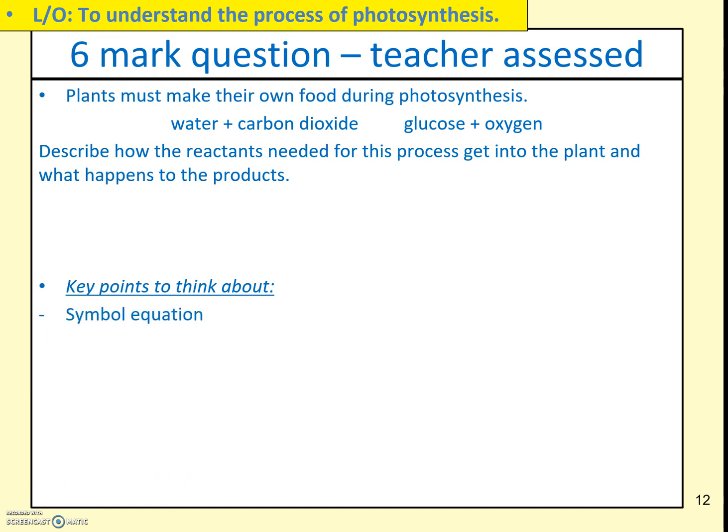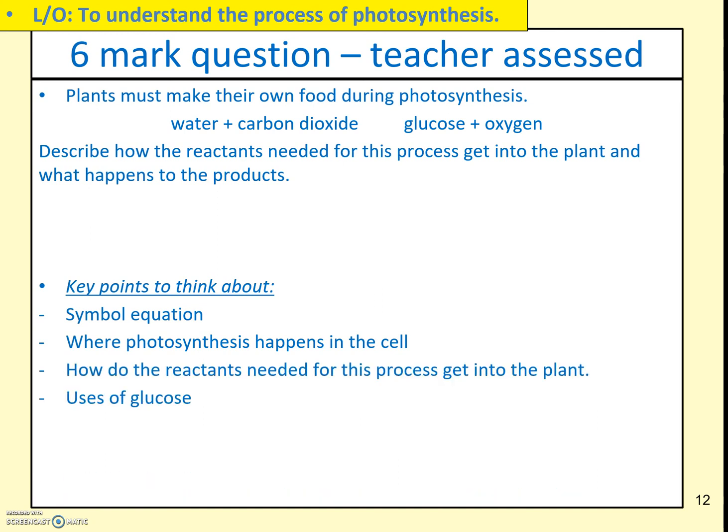Describe how the reactants needed for this process get into the plant and what happens to the product. Key points to think about: your symbol equation, where photosynthesis happens in the cell, how the reactants needed for this process get into the plant, and uses of glucose, plus how it is stored. So take your time, have a go at responding to this question now. And don't forget to put the arrow in here.